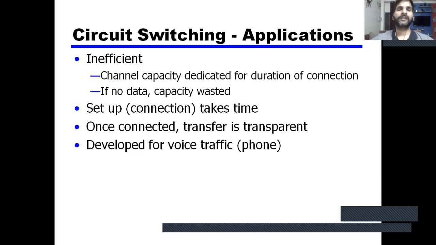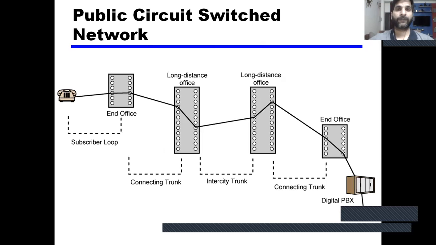Circuit switching can be inefficient: channel capacity is dedicated for the duration of the connection, even if no data is being sent. Setting up the connection takes time. Once connected, it is transparent, and it was developed for voice traffic like the telephone. This is the main application: voice traffic like the telephone.